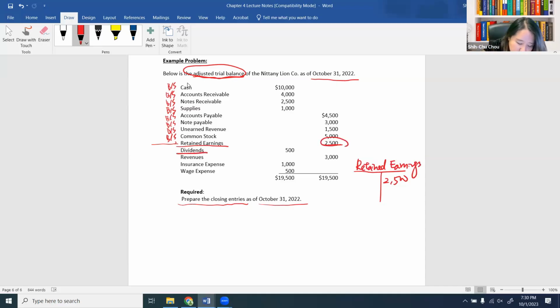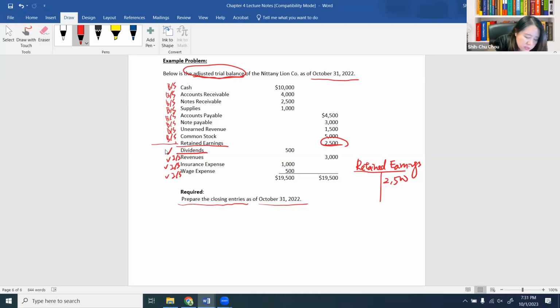Okay, dividend account. This is a temporary account. These need to be closed out. And then we have the revenue account. This is an income statement account, so this will need to be closed out. Insurance expense is another income statement account. Expense accounts need to be closed out. Wage expense is an expense account, so it needs to be closed out.